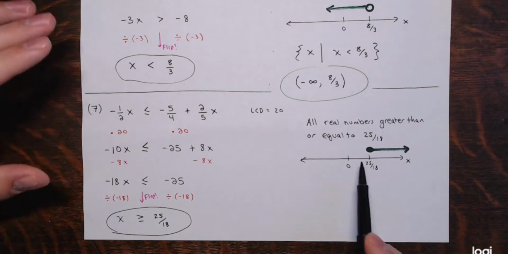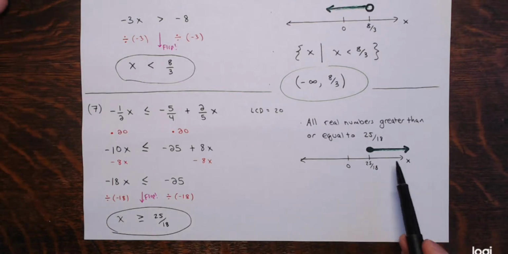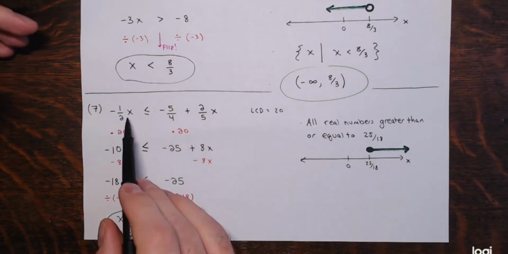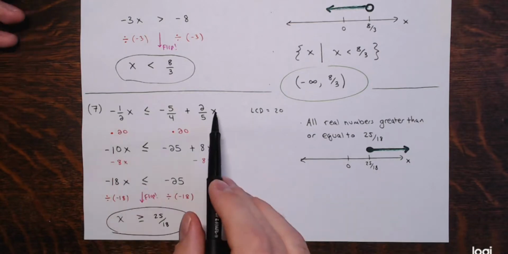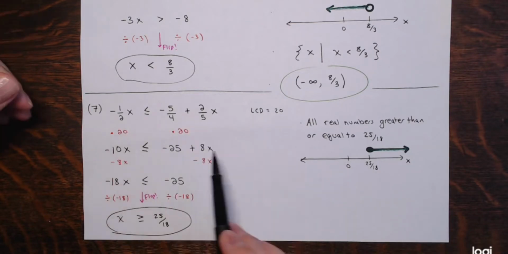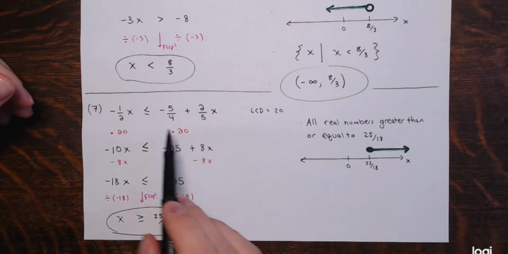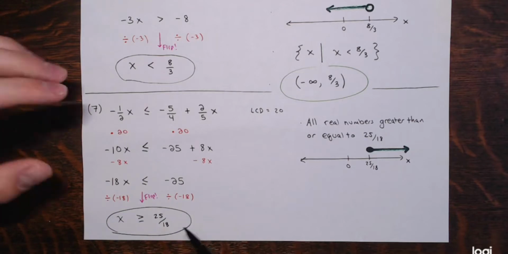And again, I leave it to you to test some values out. Plug in 25/18 for x, plug in a number greater than 25/18 for x, and the initial inequality should be a true statement. Plug in a number less than 25/18, and the inequality should be false. Right?